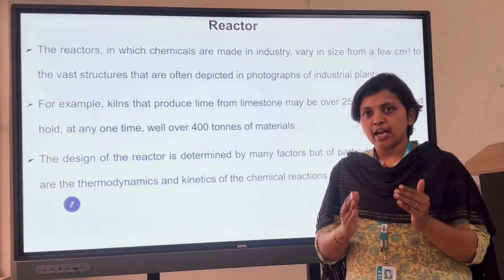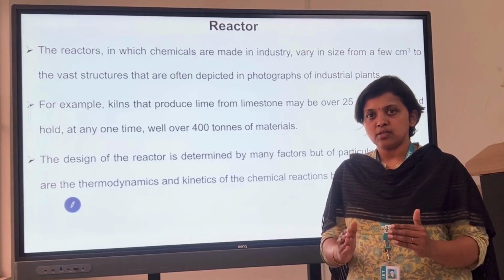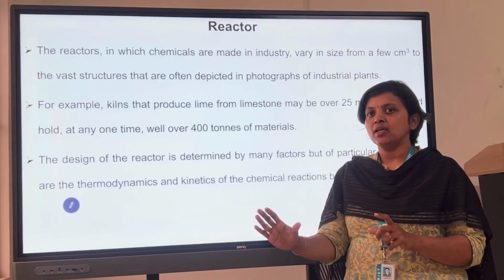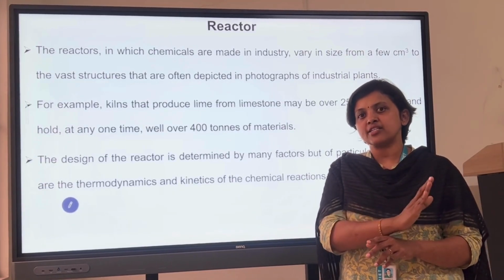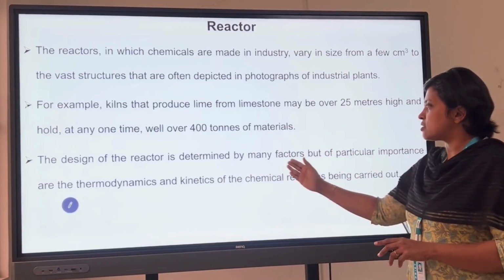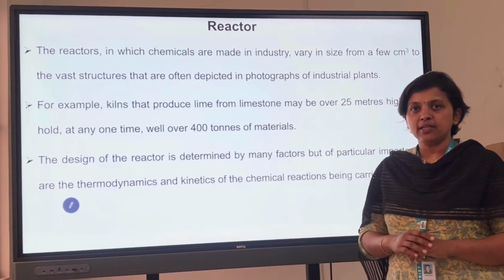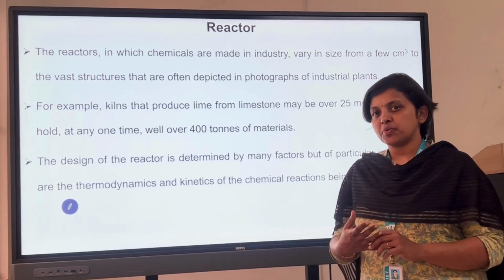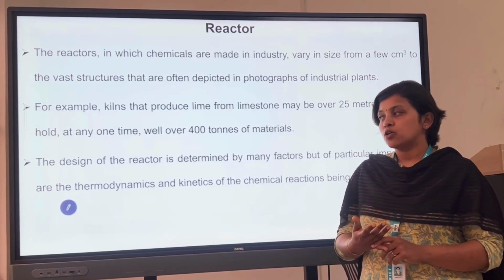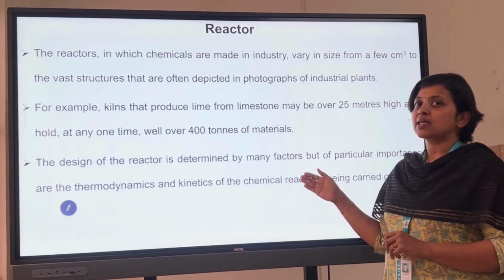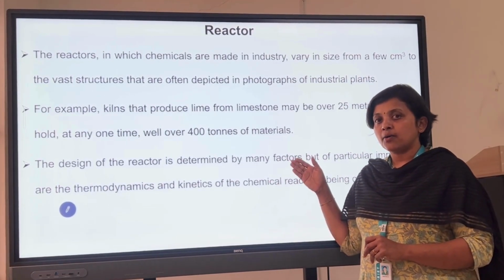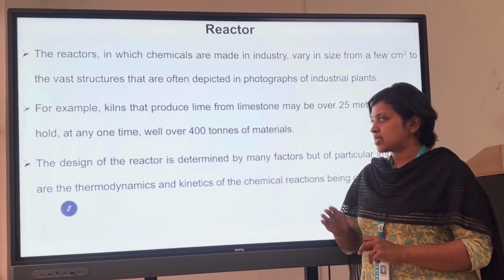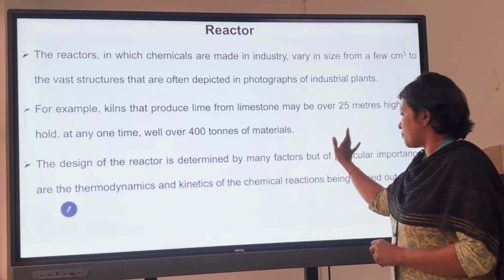This container helps to carry out the reactions at particular conditions. The reaction is required to convert the reactant to the product. So many factors are involved while designing the reactor. What is the material we are using for the reactor design, what is the cost of the material, what is the character of the material. These things we have to consider, and what chemical kinetics we are planning to maintain inside the reactor. This is the most important factor we have to consider while designing the reactor.